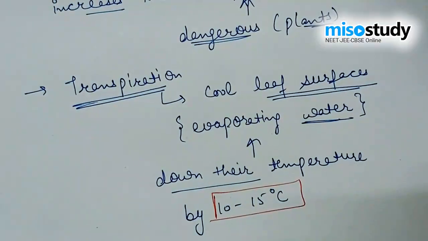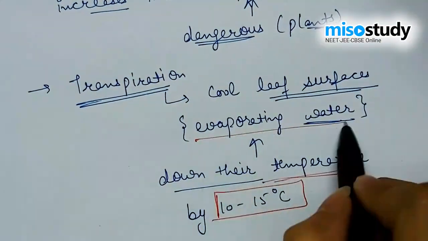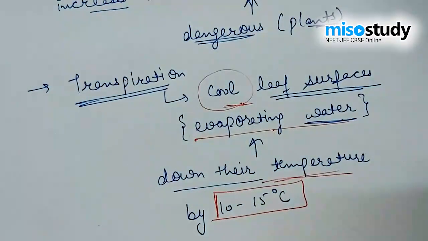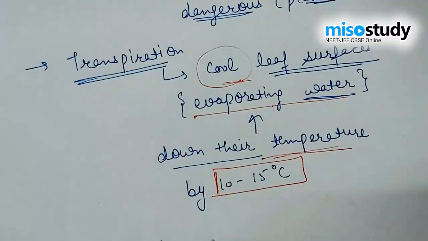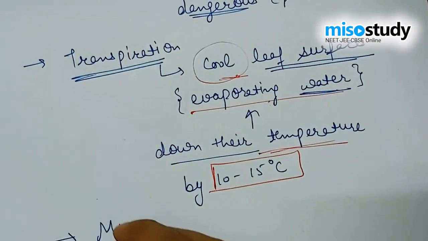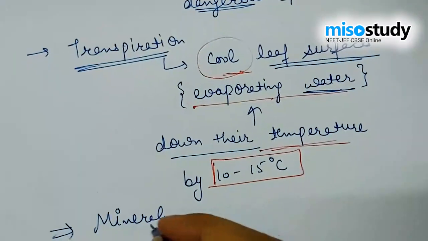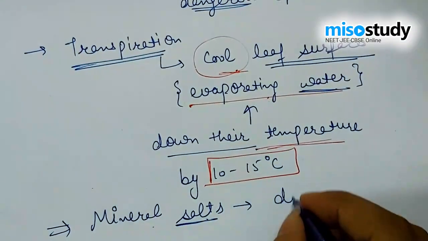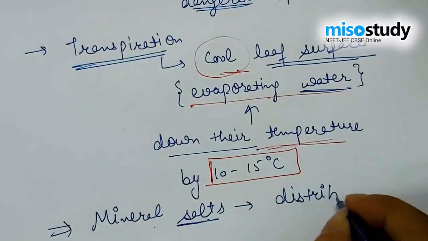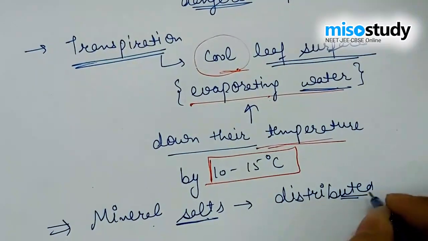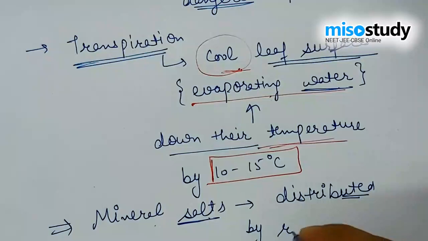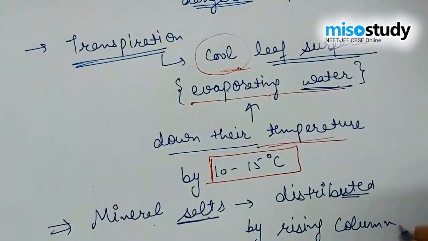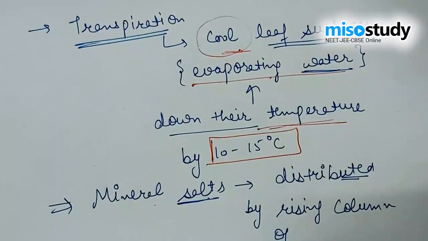How do they bring down their temperature? By evaporating water, they cool down the leaf surface, and due to which mineral salts are mostly distributed by the rising column of sap.